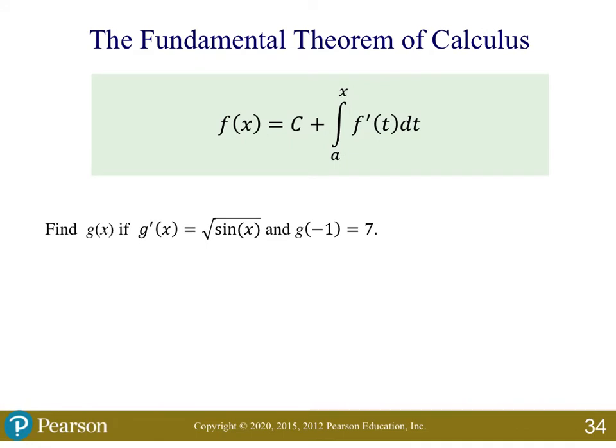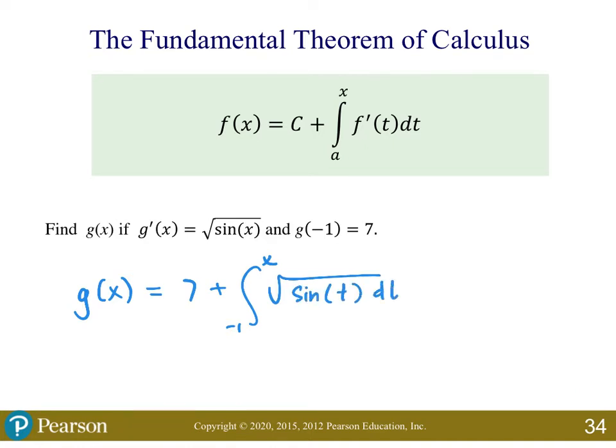Okay, let's try another one. Find g of x if it accumulates area under the square root of the sine of x, and we know that the initial condition is (-1, 7). So g of x would already have a value of 7 at the initial condition, going to any other x, and we're accumulating the area under, and I'll just do the sine of t dt again. So there's really no math for you to do other than for you to understand how to set that up.